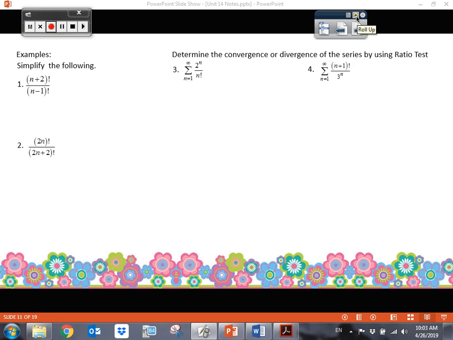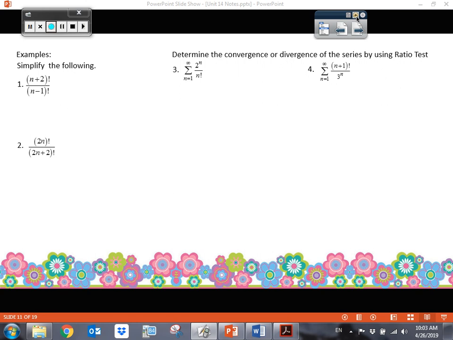So for the first examples, I'm going to show you the formal way to expand the factorials. We're going to do the formal way first. Do you have to do the formal way? No, you don't. I'm just going to show you how it is done formally, and then we're going to think about it a little informally.